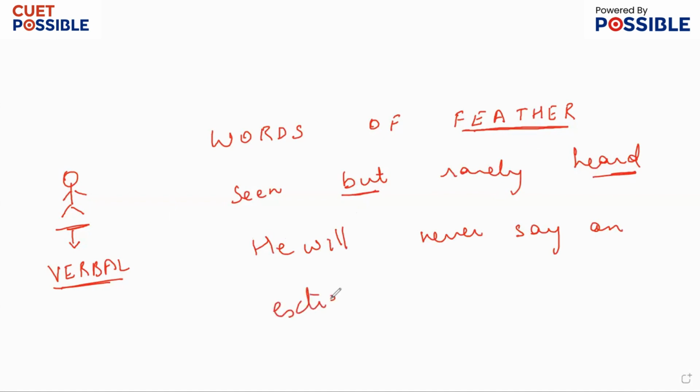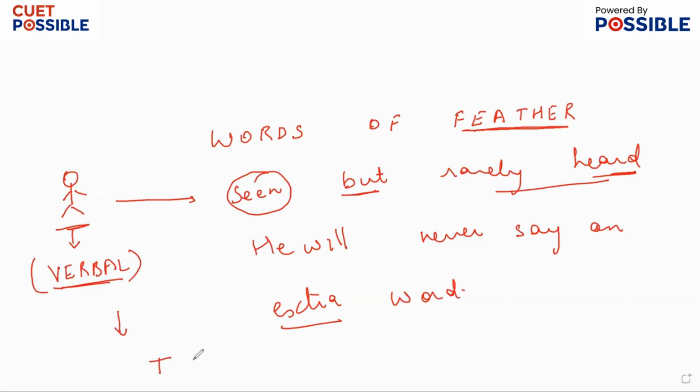So what kind of individual is Verbal? He's seen in the classes, always seen but rarely heard. He will never say an extra word. So what kind of personality would we give to this Verbal? Verbal is a very taciturn person. Taciturn means, so you will always remember, his mouth opens very little. His mouth is usually sealed. He is a taciturn.